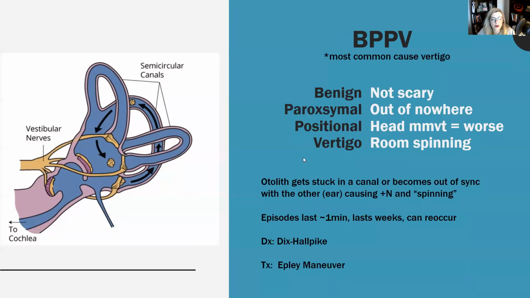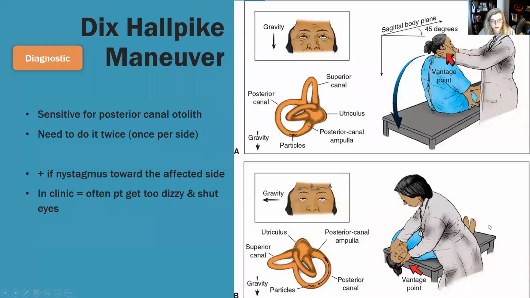So we use two different maneuvers to really figure out BPPV. The first one we use to diagnose BPPV is called the Dix-Hallpike maneuver. The second one that we use to treat is called the Epley maneuver. Because these get confused so often, they're very easy to test, and it's something I want to go over so you can actually do these in practice. So let's go with the Dix-Hallpike maneuver. This is how we diagnose BPPV.